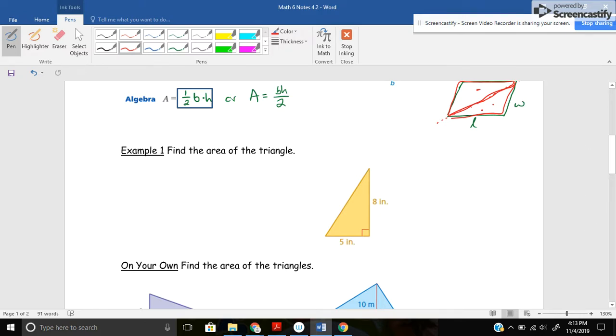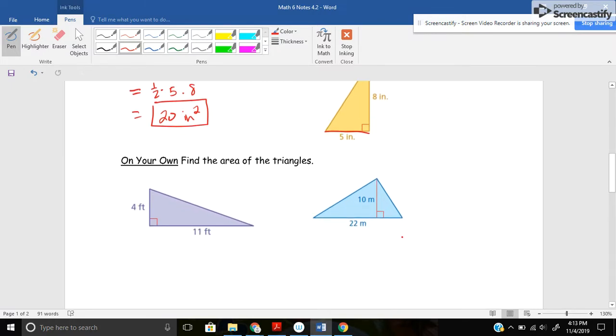For the first example, it says find the area of the triangle. I like to write my formula first. So 1/2 times base times height, and a half times my base, which is 5 inches, times my height, which is 8 inches. Well, 5 times 8 is 40, and half of 40, or 40 times a half, gives me 20. That would be inches squared. Remember, with area, we're always talking about square inches or square units, whatever it might be in. Go ahead and pause the video and try the two on your own problems.